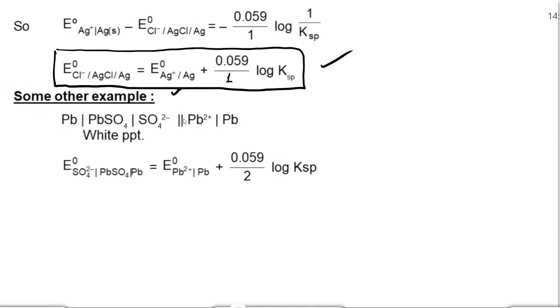Another example is this. In this case, to calculate E naught of SO4 2 negative PbSO4 Pb, that is equal to E naught of Pb2 plus Pb plus 0.0591, but here instead of 1 we have now 2 log of Ksp.